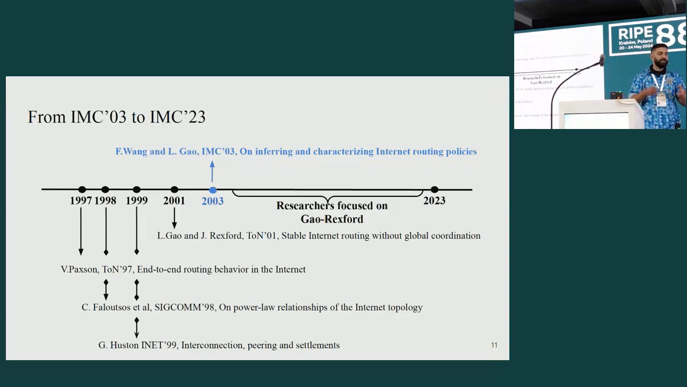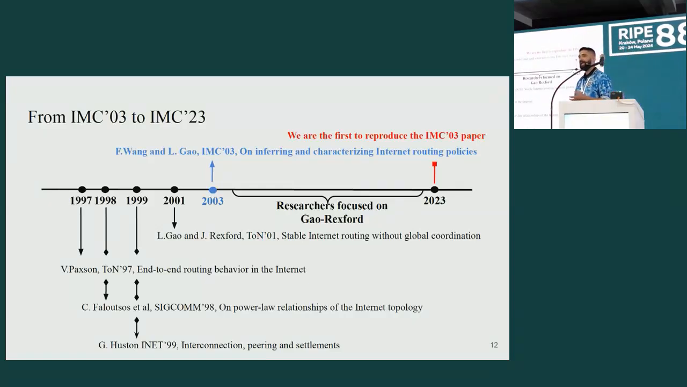Now, researchers and network operators over the last 20 years primarily focused on reproducing and replicating the Gao-Rexford model. To the best of our knowledge, we are the first to fully reproduce this complementary piece of research work to the cornerstone model, in an effort to understand and answer whether today's routing policies follow this model.